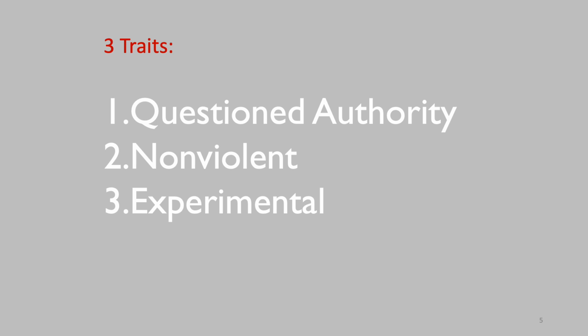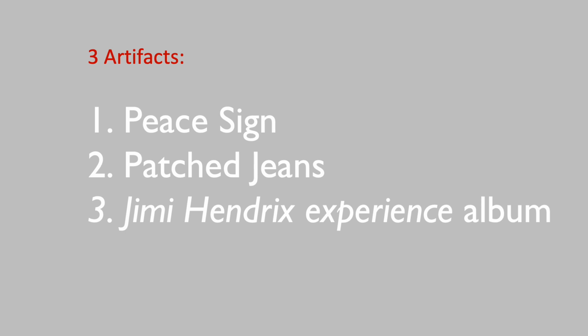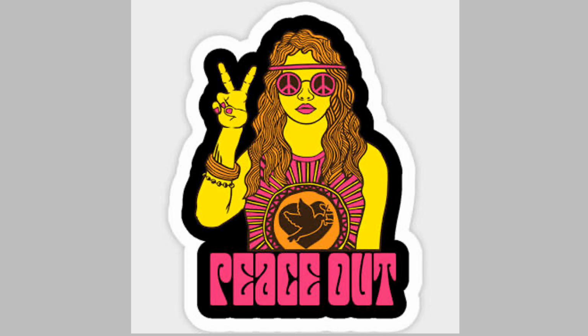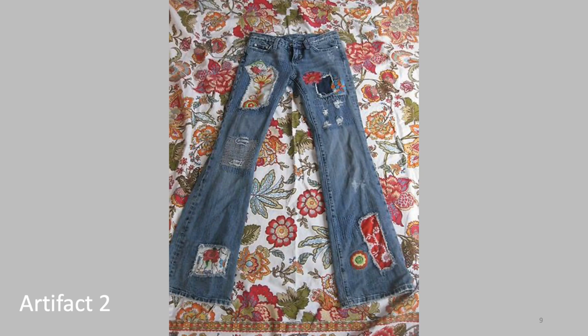And then here are my three traits for the hippie culture. I just came up with them because it was easy enough to do: question authority, nonviolent, experimental. And then I have my three artifacts for the hippie culture, really easy to find. I took photos or got them off of the internet. Artifact number one is my peace sign that I always wear around my neck. Artifact number two is that it was the time when people were wearing really great patched up jeans. I got this off of the internet, and those are really fun.